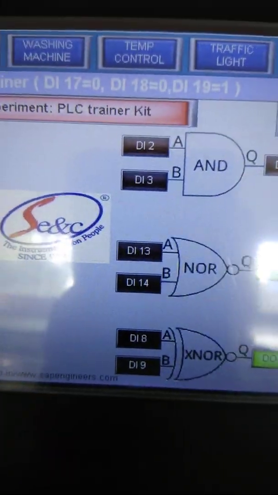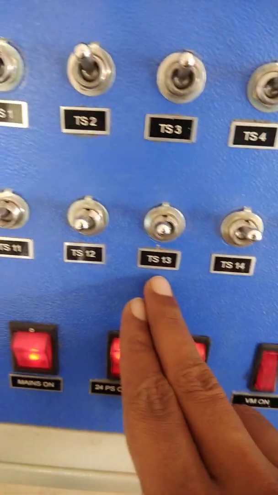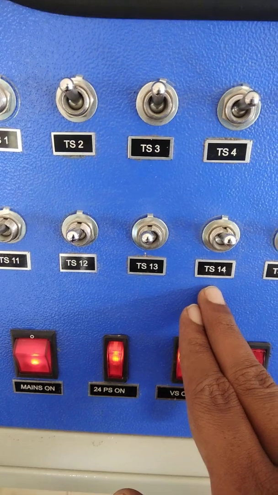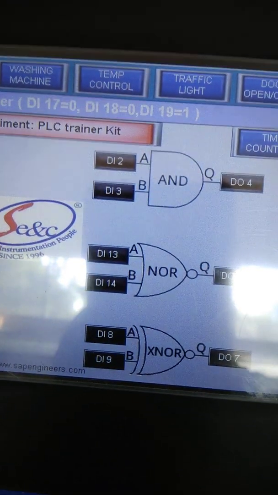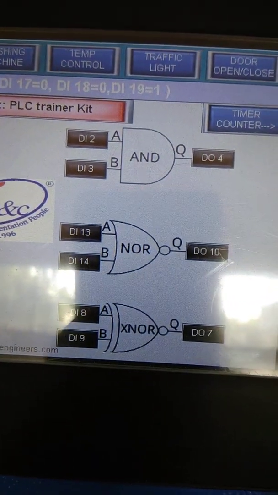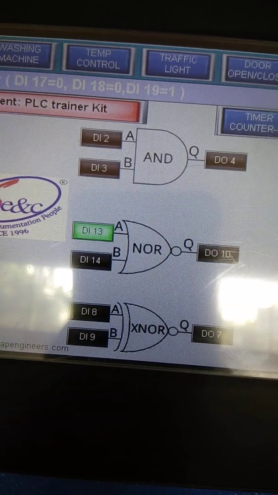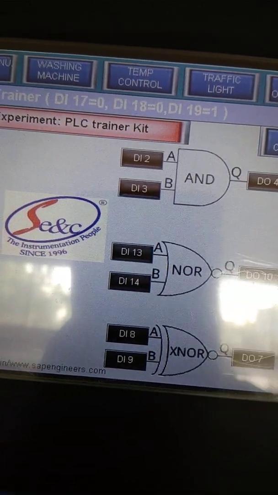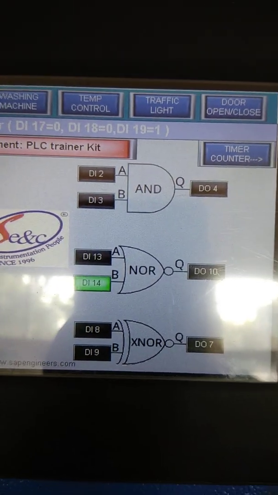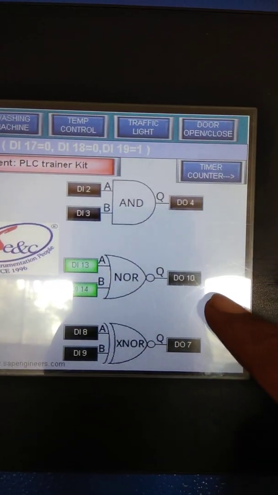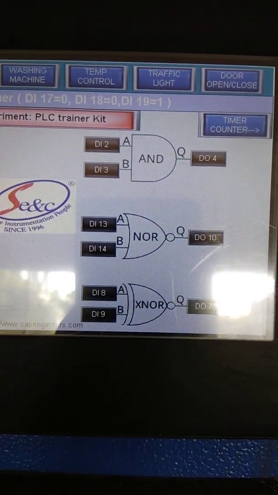Consider NOR gate. NOR gate has input DI13 and DI14. These are the inputs for NOR gate. Both inputs are 0, output is 0. For 1, 0, output is 0. For 0, 1, this output is 0. And for 1, 1, output is again 0.